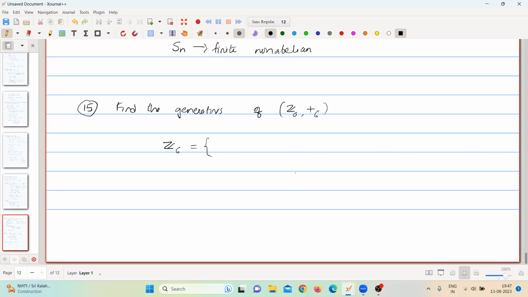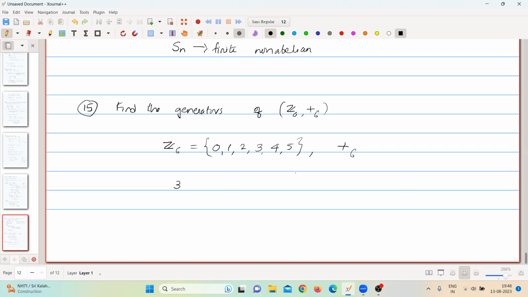Z10, you have already studied, Z10 under addition modulo n. So I'm taking Z6 here. Z6 actually means the equivalence classes of the operation plus n. So we can write it as 0, 1, 2, 3, 4, 5, the 6 elements starting from 0. So what is the operation addition modulo 6 here?